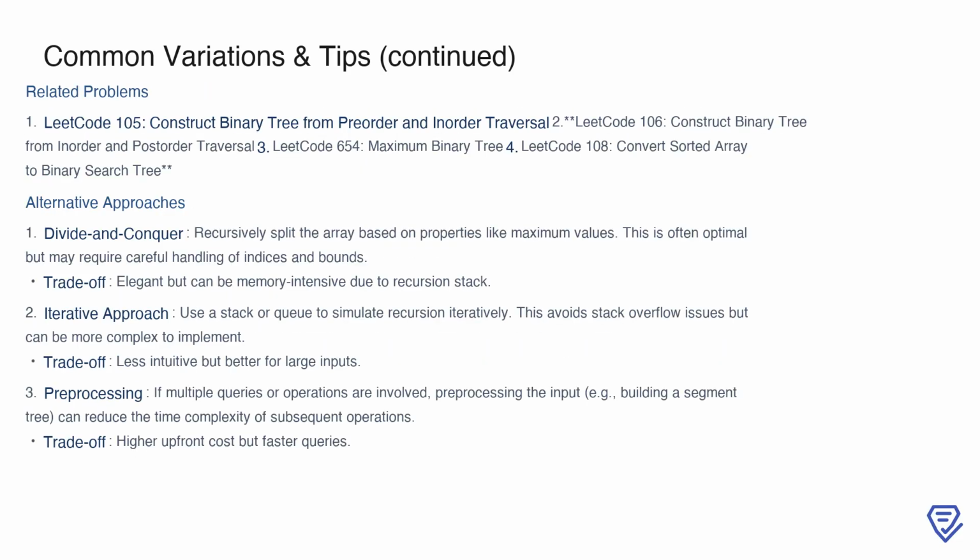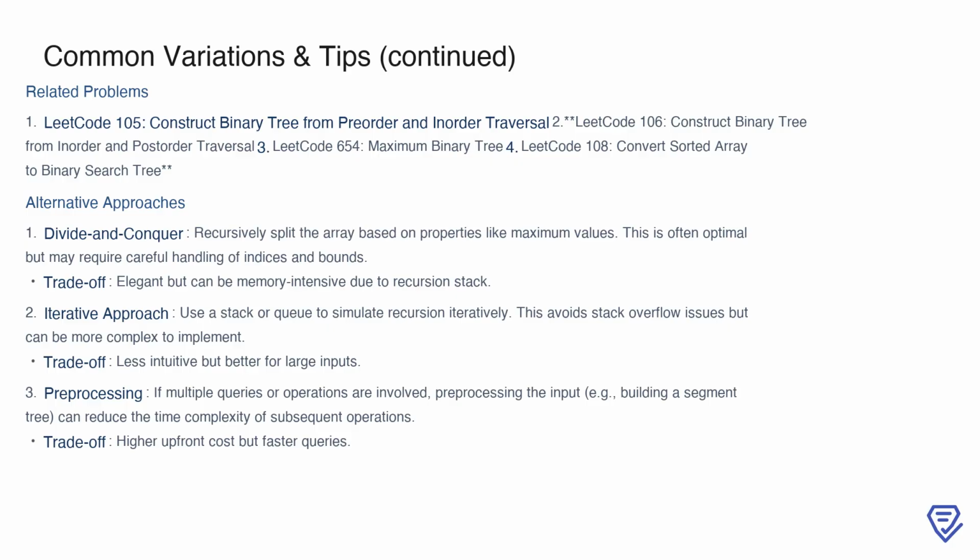To deepen your understanding of the maximum binary tree problem, it's helpful to explore related problems. Examples include constructing a binary tree from pre-order and in-order traversals, LeetCode 105, or from in-order and post-order traversals, LeetCode 106. Other problems, like converting a sorted array to a binary search tree, LeetCode 108, share similar concepts and can reinforce your skills in tree construction.